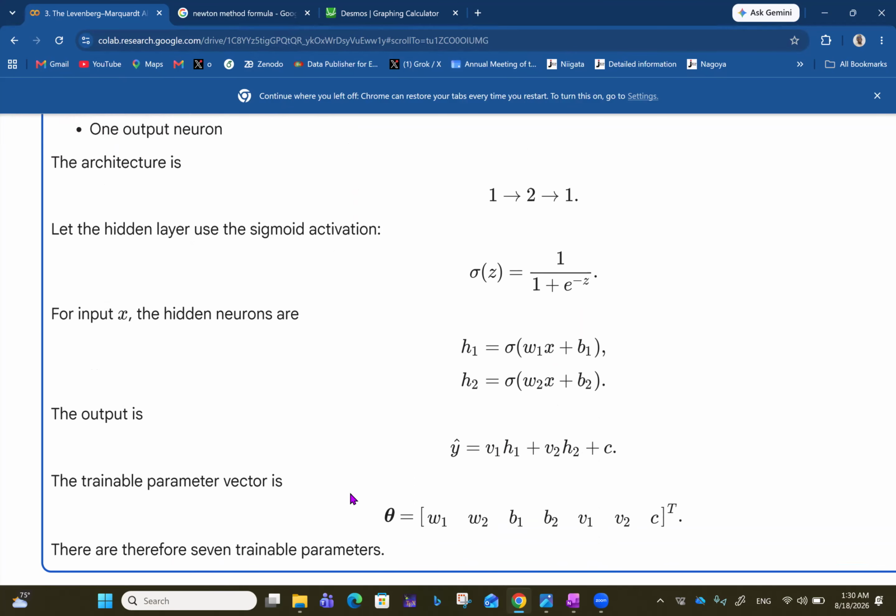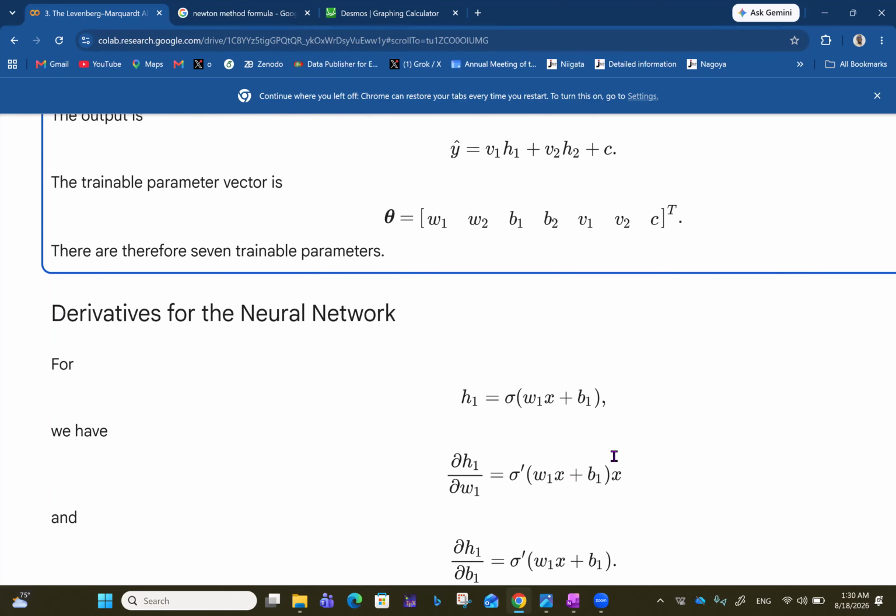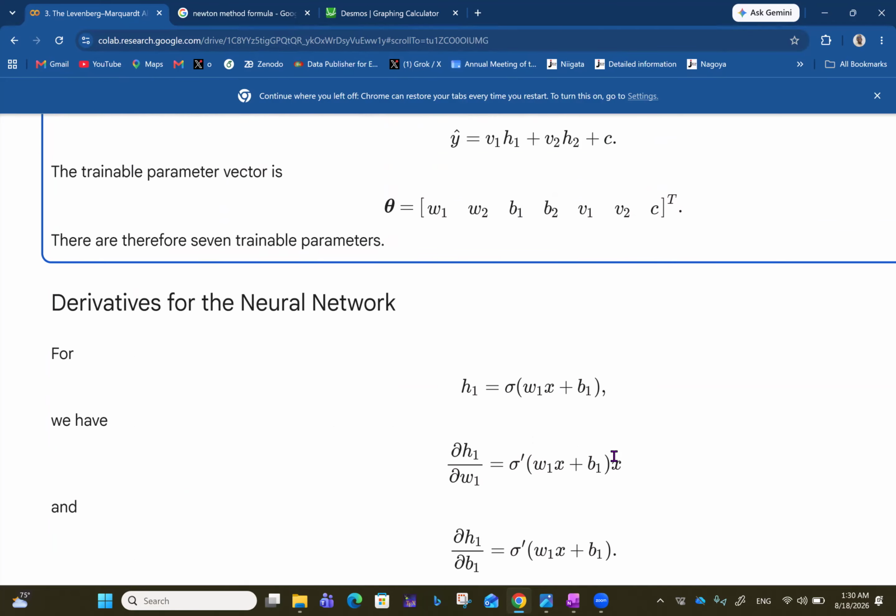So the trainable parameter vector theta will now be w1, w2, b1, b2, v1, v2, c, all of this transposed. So there are therefore 7 trainable parameters in this case: w1, w2, b1, b2, v1, v2, and of course c, which can be seen as some kind of bias in this situation. Now, talking about derivatives for the neural network.